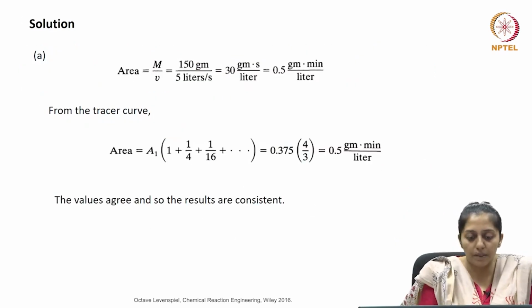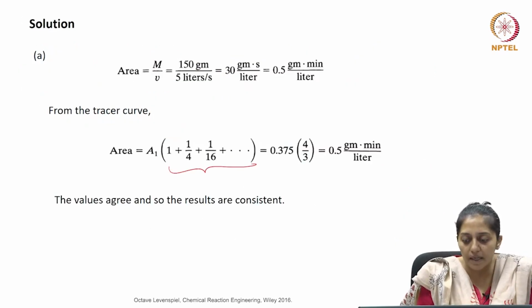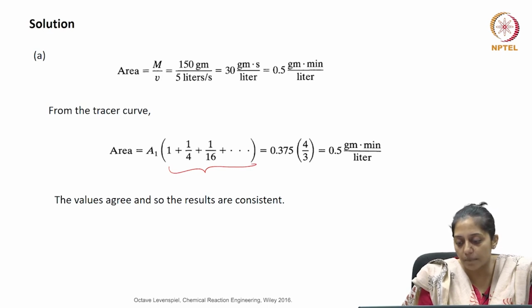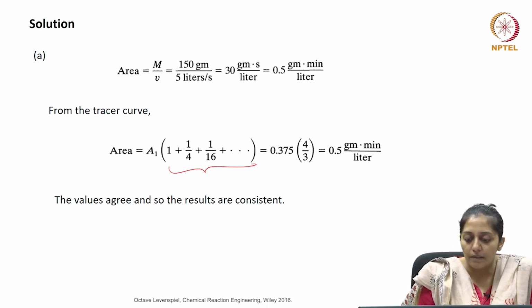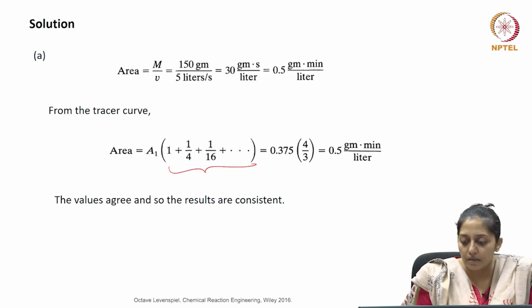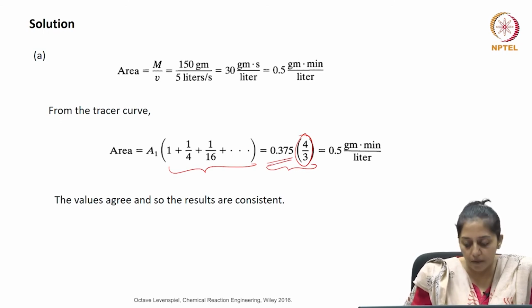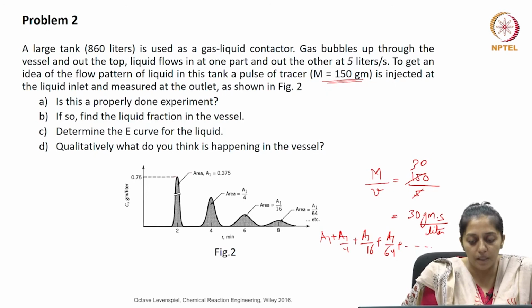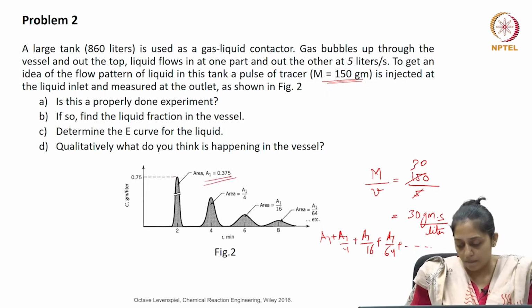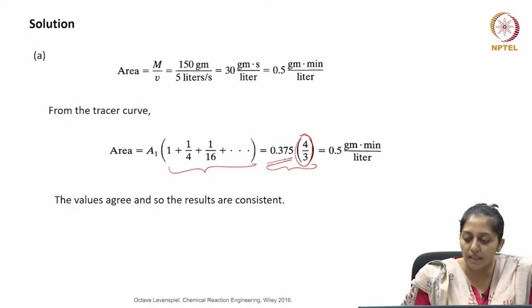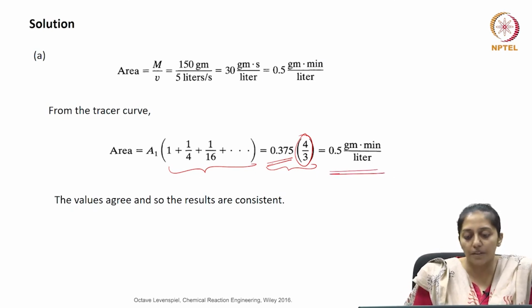So, if we take A1 common, the series will become like this. So, this is nothing but a geometrical series with an R value of 1 by 4. An infinite geometrical series, if you sum up with an R value of 1 by 4, you will get the value of 4 by 3, and you substitute the value of A1 here, which can be obtained from the plot, and thus we get the total area as 0.5.